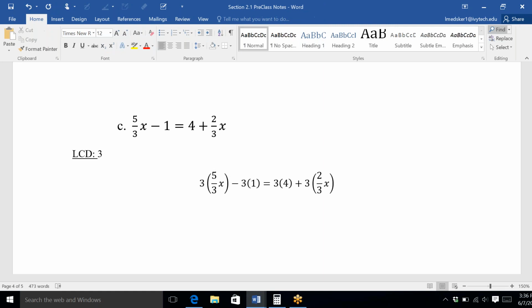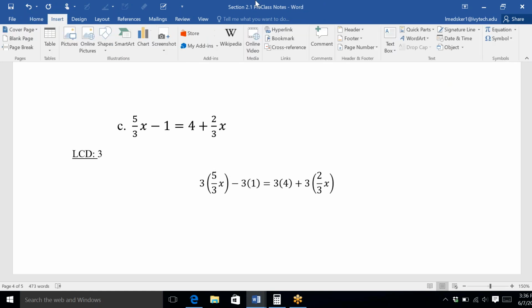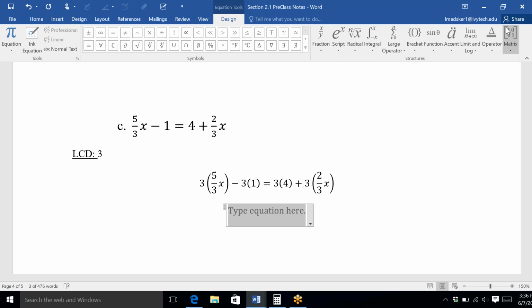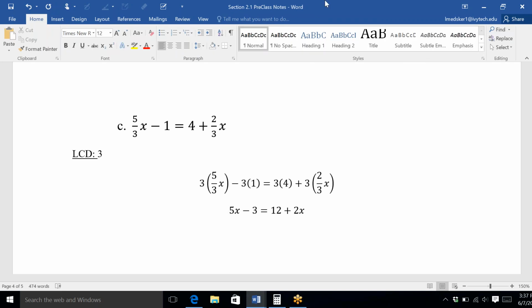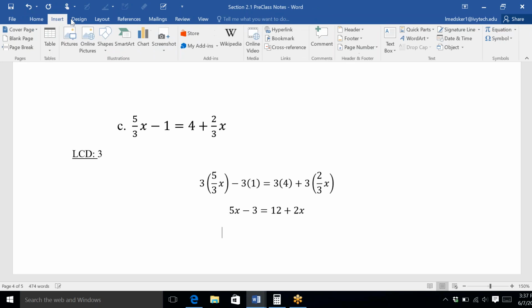Okay, on the ones that have the denominator of 3, the 3's are going to cancel, so this just leaves me with a 5 and an x. 3 times 1 is 3. You do have to work that out. 3 times 4 is 12. The 3's will cancel on the last part, which just leaves me with a 2 and an x. So once you clear out the fractions, it makes the equation a lot easier to solve.